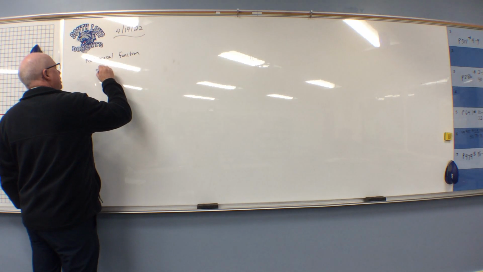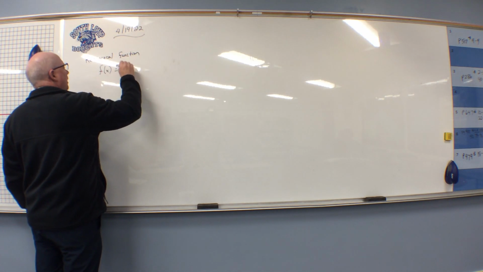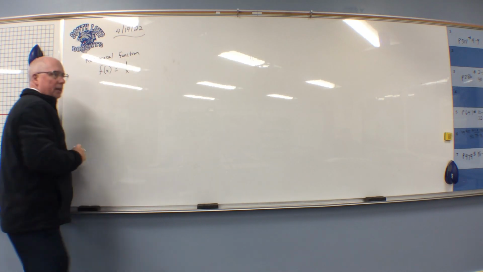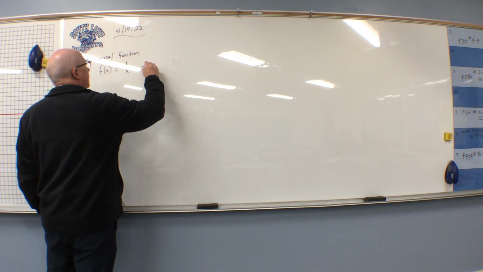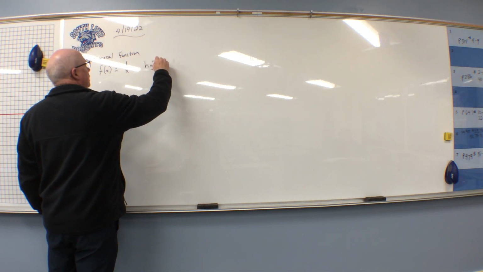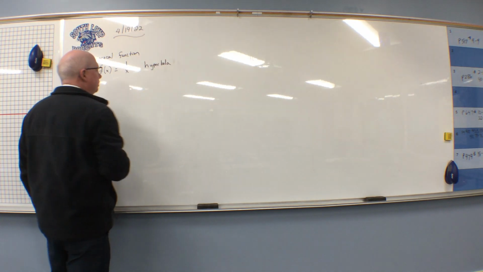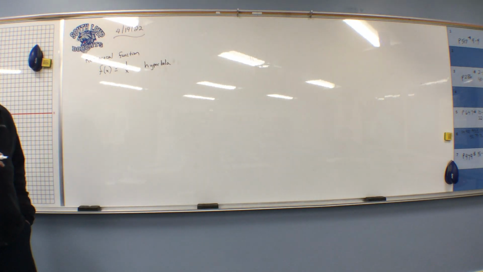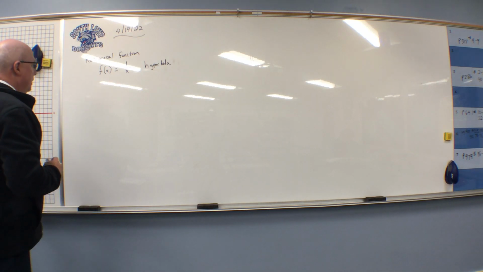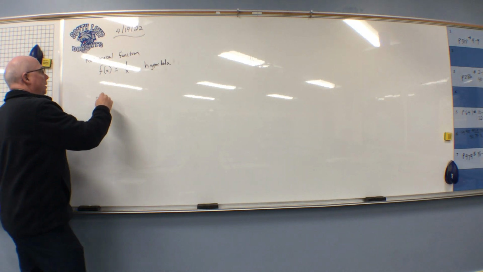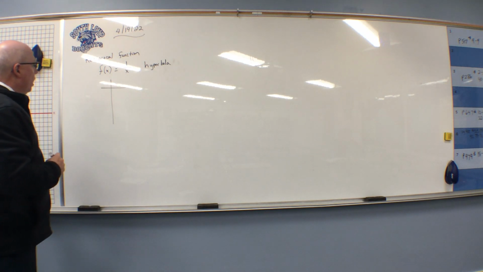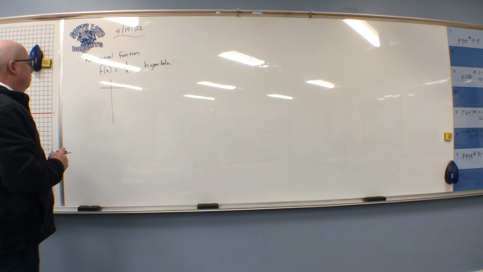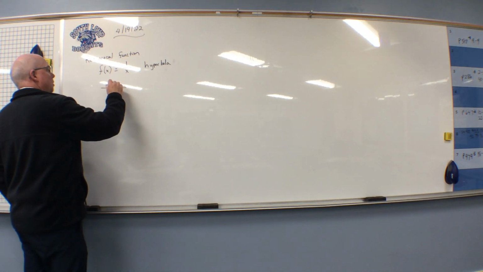So a reciprocal function, the ones that we're going to start out with, look like this. And they actually have a name. We call them a hyperbola. Not a parabola, but a hyperbola. So if we take a look at this particular function, I'm going to do a t-table to show you. And this is x and this is y.